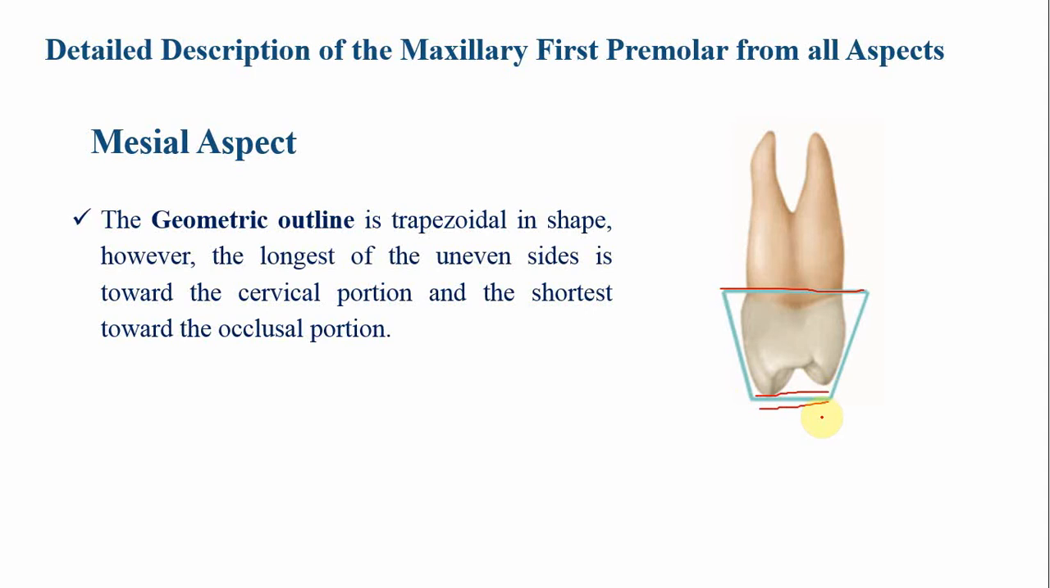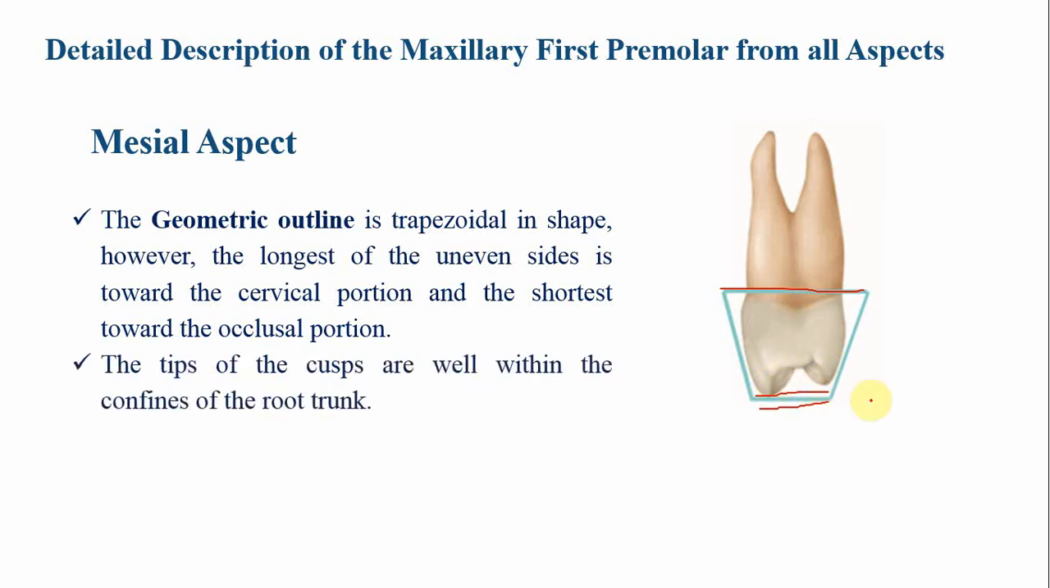This configuration brings the tips of both cusps, the buccal and lingual cusps, within the confines of the root trunk. In other words, if we measure the distance between the buccal cusp tip and the lingual cusp tip, it's shorter than the buccal-lingual dimension of the cervical portion of the root. So this will enable the tooth to perform its function properly without transmitting unnecessarily heavy forces to the supporting structures. And this configuration is found for all proximal surfaces, mesial and distal, of all maxillary posterior teeth.